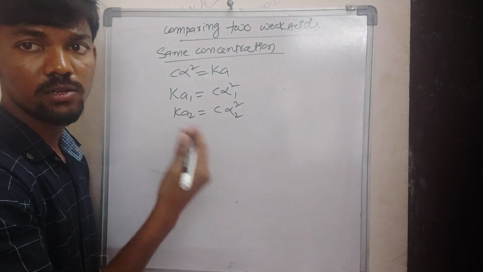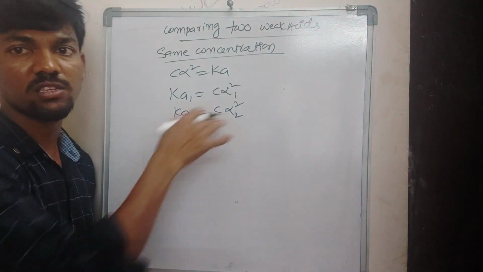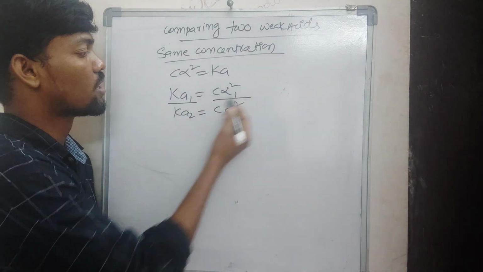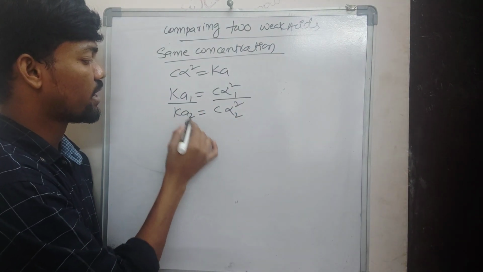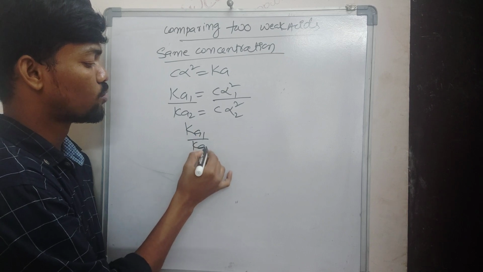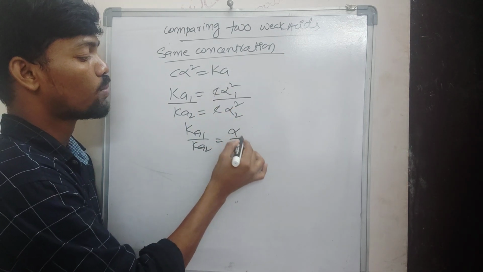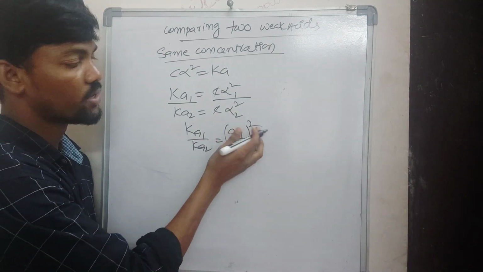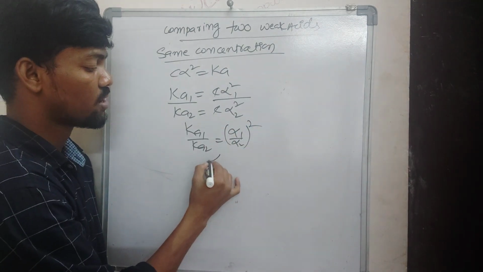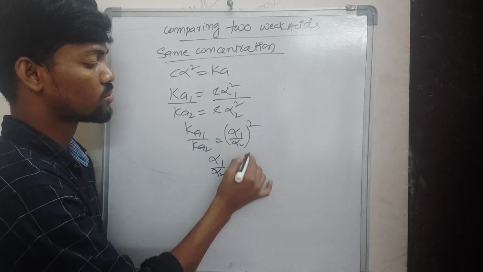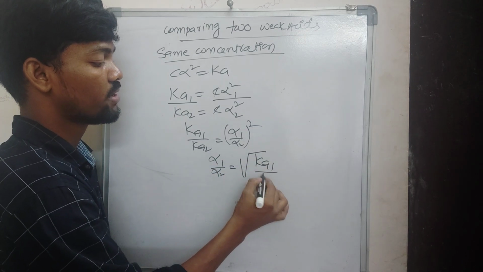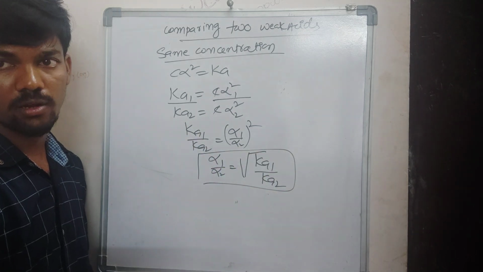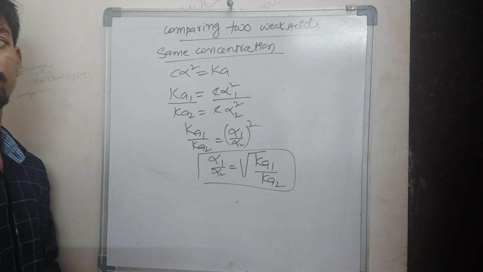Why are we not writing 1 or 2 for C? Because the concentrations are the same. So if you divide them, Ka1 by Ka2 is equal to, C cancels, alpha1 by alpha2 overall squared. If you want this ratio, we change it to: alpha1 by alpha2 is equal to the square root of Ka1 by Ka2. These are the ratios of the dissociation constant values.